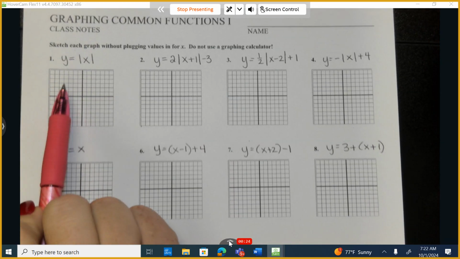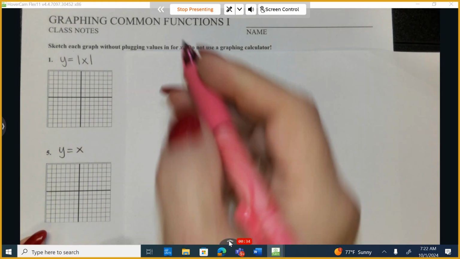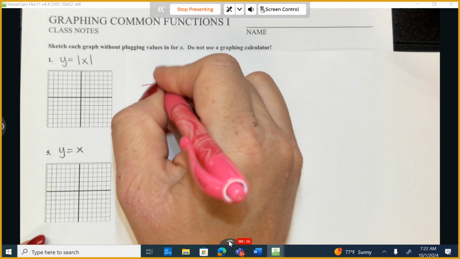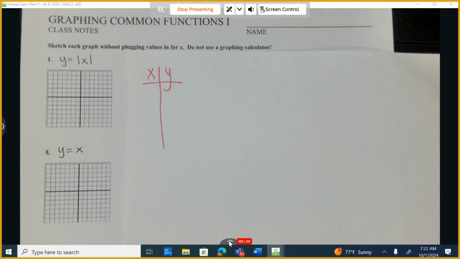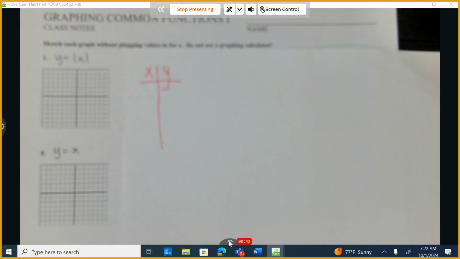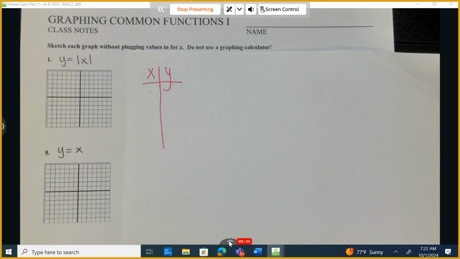When we look at the first four, these are all examples of absolute value functions. So the first thing we want to do is focus in on the parent function, and that's what we're looking at in number 1. At the same time, you're going to want to take out a blank piece of paper, and I'm going to create a table of values that represents coordinates to this function.